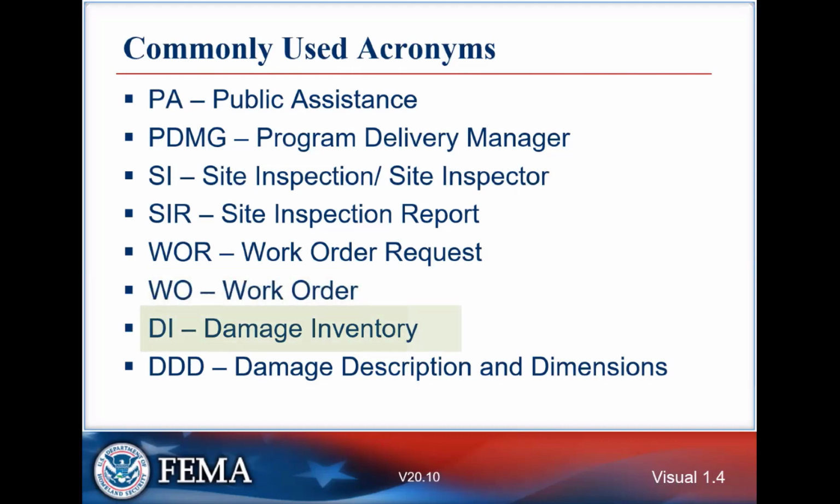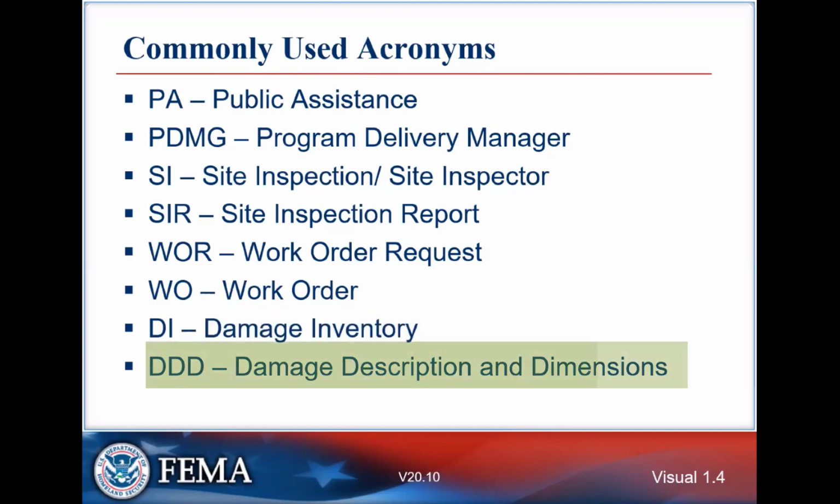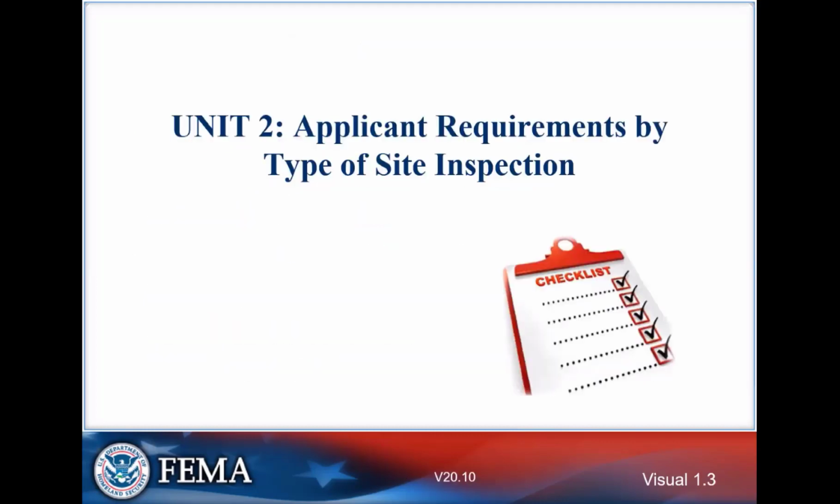We then have DI, which is Damage Inventory. The Damage Inventory, this is the list of your impacts to your community. We then have DDD, which is our Damage Description and Dimensions. And this is created in Grants Manager Grants Portal based on that site inspection report and is the foundation of your project. So Unit 2, Applicant Requirements by Type of Site Inspection.